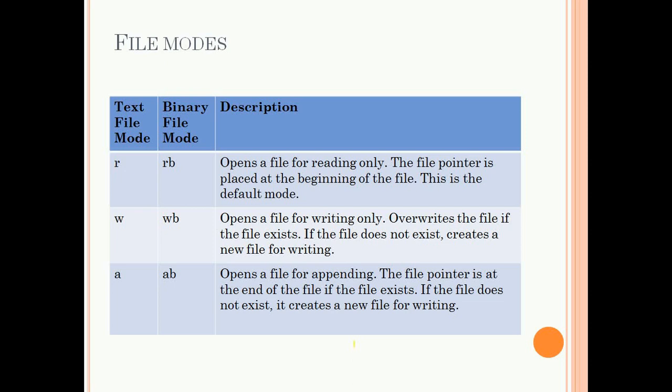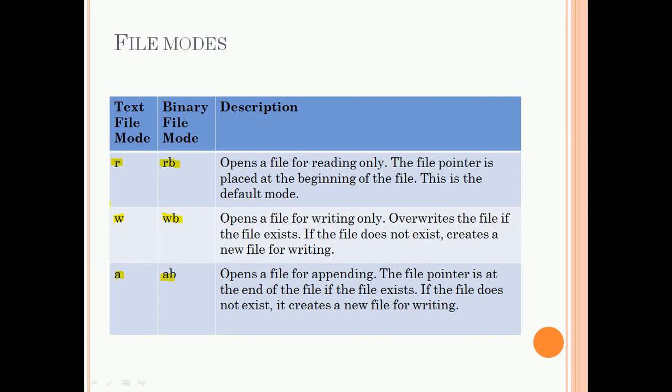We know that there are two types of file: text file and binary file. For read mode, for text files you have to write r, and for binary files you have to write rb. For all the modes, if it is a binary file, you have to write b at the end. For example, w for text file, wb for binary file. a for text file, ab for binary file.